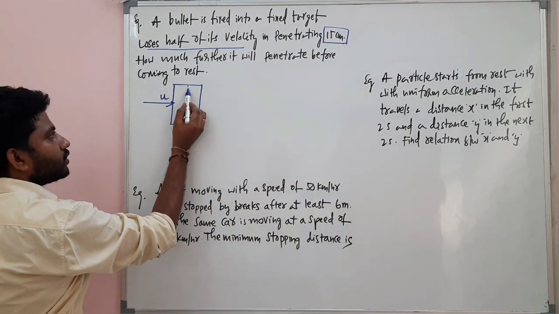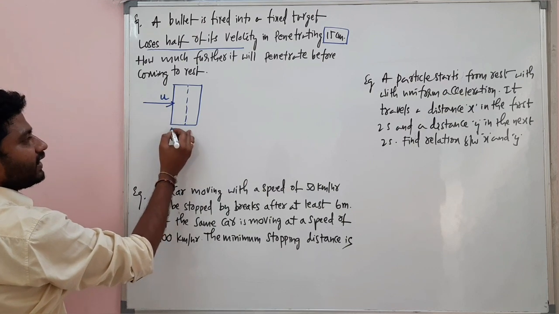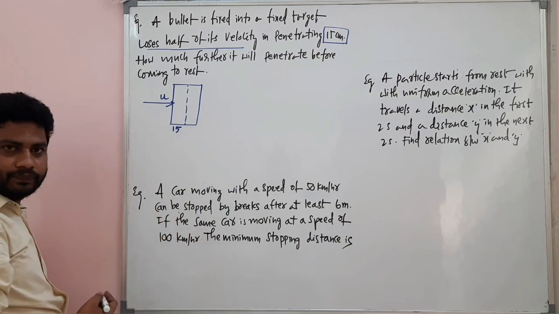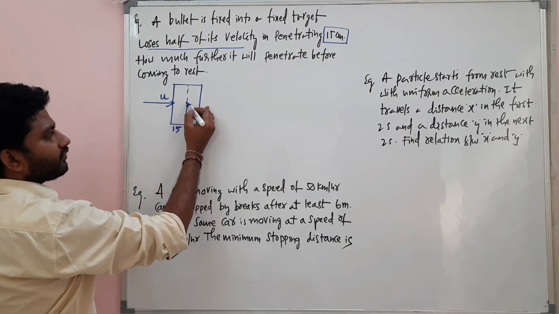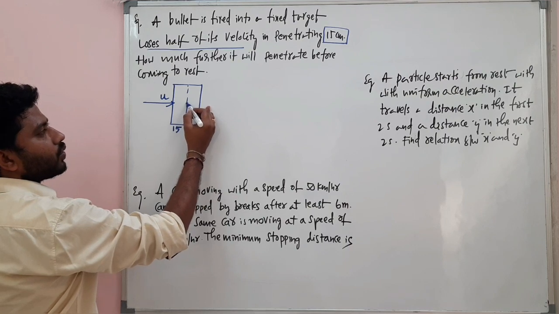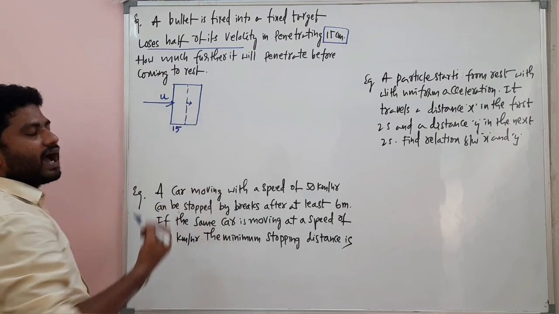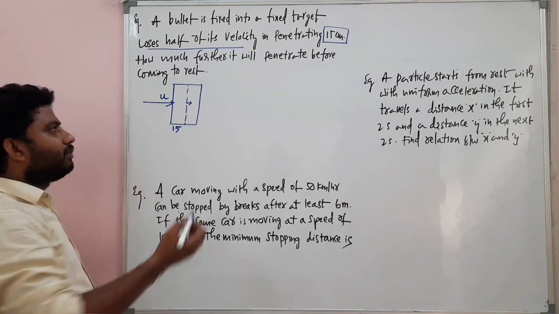So imagine, this is 15 centimeters. Okay. While coming out from this 15 centimeters, what happened? It is losing half of the initial velocity, meaning it became half.